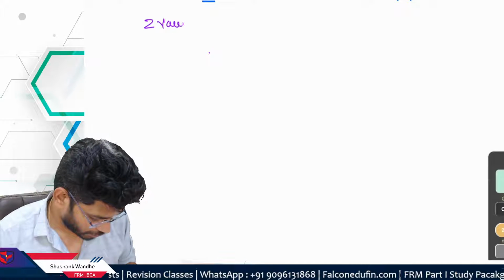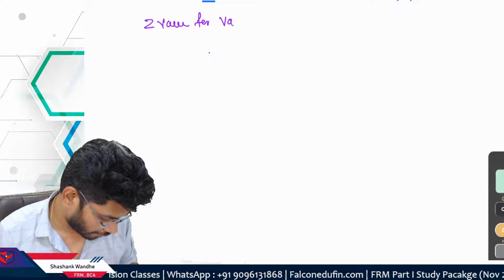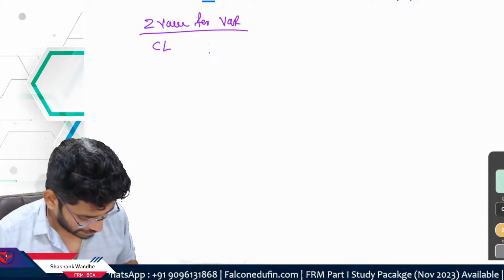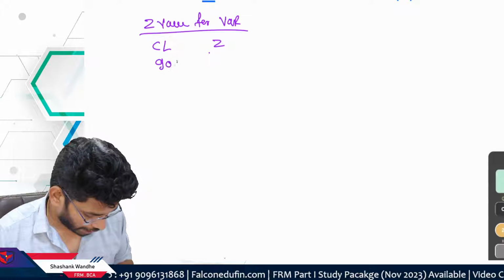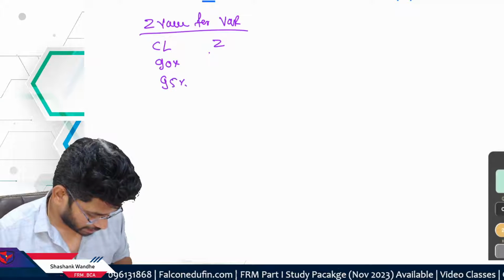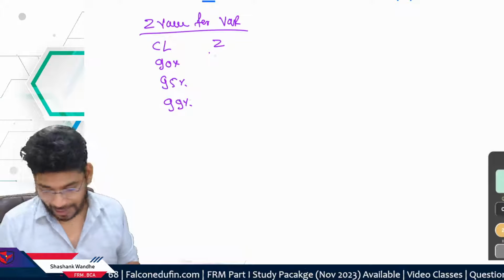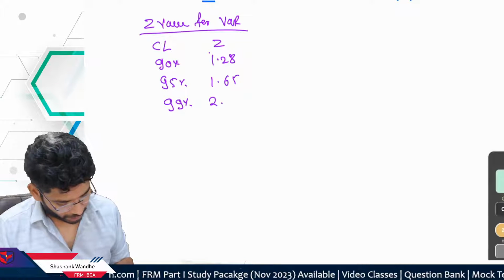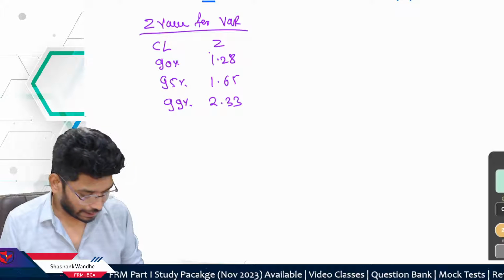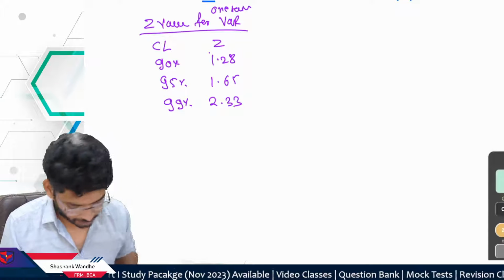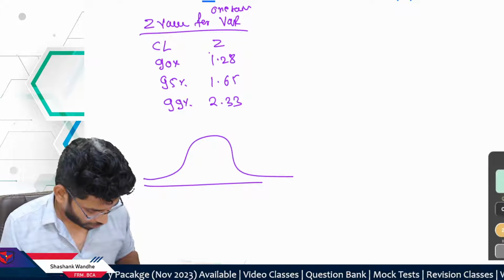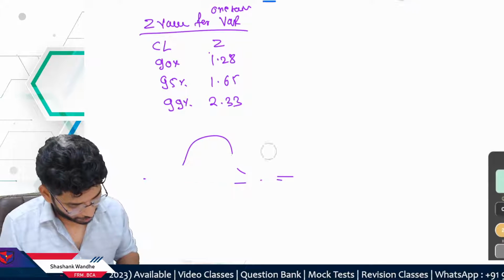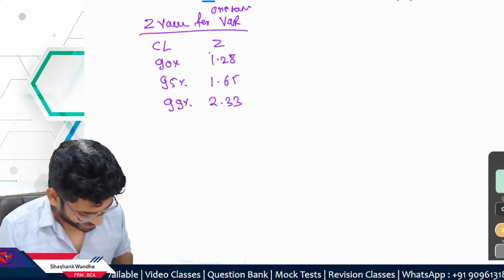Z values for VaR, you must remember. Okay. Now this is the confidence level, Z value for 90%, 95%, 99%, and the Z values are 1.28, 1.65 and 2.33. So you have to use the one-tail values. If we plot the normal distribution, not at all looking like a normal distribution, but yeah, we can manage with this.